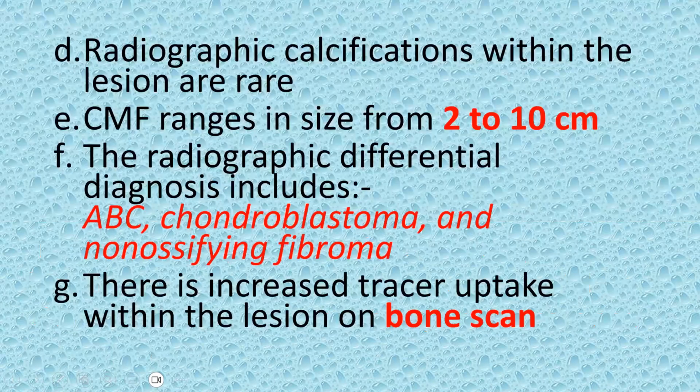Radiographic calcifications within the lesion are rare, not compared to in chondromas. Chondromyxoid fibroma ranges in size from 2 to 10 centimeters. The radiographic differential diagnosis includes aneurysmal bone cyst, chondroblastoma, and non-ossifying fibroma. There is increased tracer uptake within the lesion on bone scan.